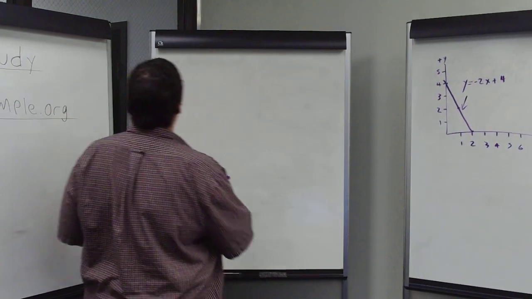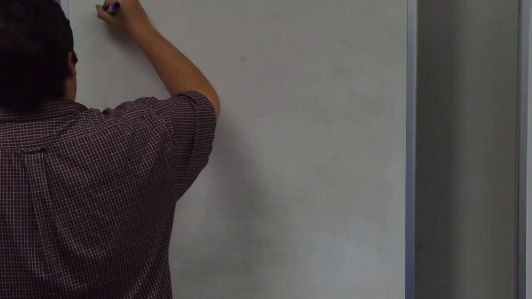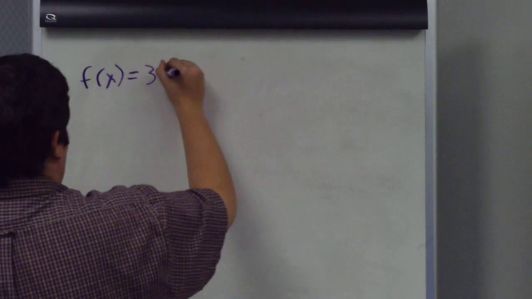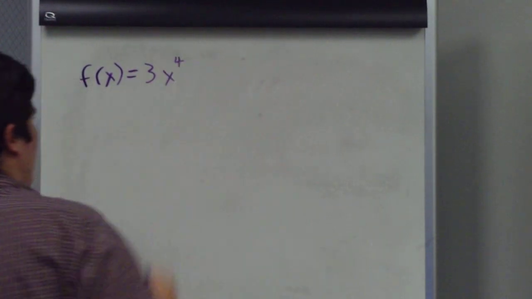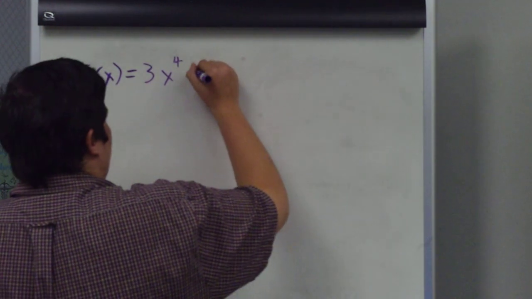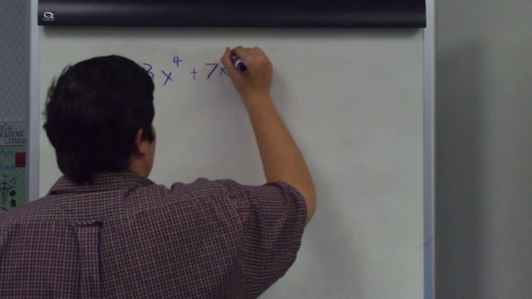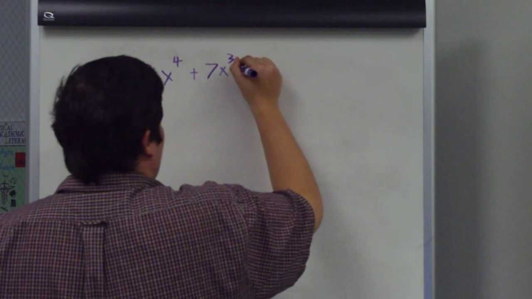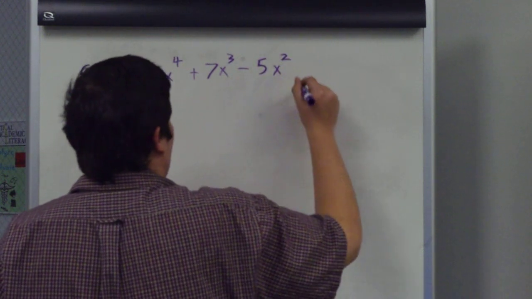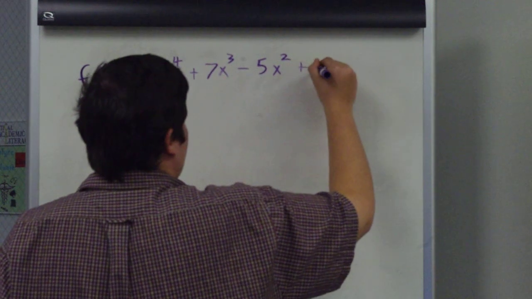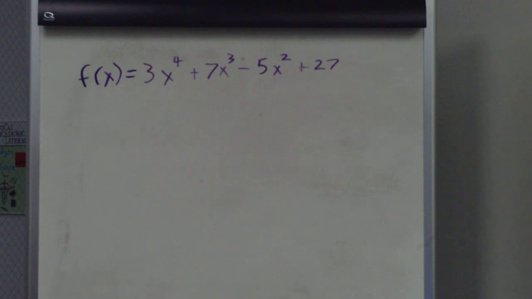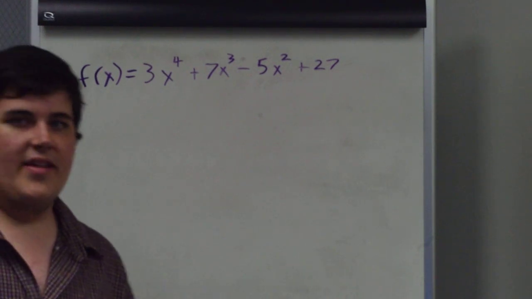We'll try this right here. Use the same function we had from our last video, 3x to the fourth power, but now we're going to add on to that. We're going to say plus 7x to the third power minus 5x to the second power plus 27.